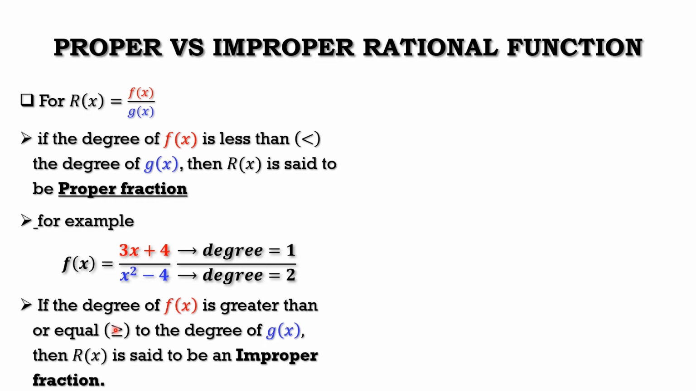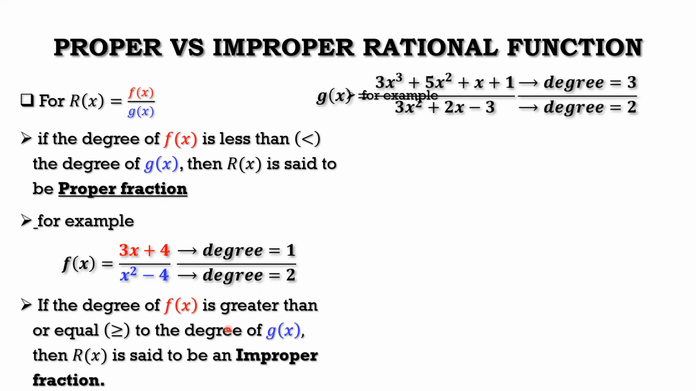Now, if the degree of f of x is greater than or equal to the degree of g of x, then the rational function, which is r of x, is said to be an improper fraction. So anytime the degree of f of x, that is the numerator, becomes greater than or equal to the degree of the denominator, then the whole rational function becomes improper fraction. Now let's proceed to see an example.